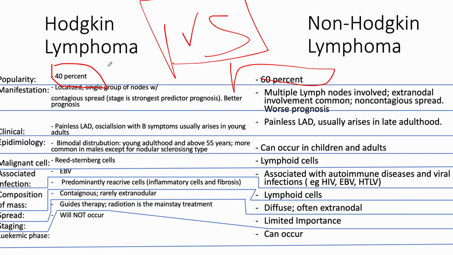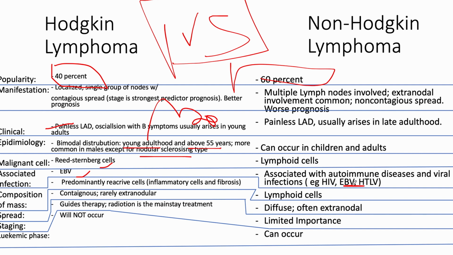Hodgkin is localized to a single group of nodes, with contiguous spread being the stage. The contiguous spread tells you that it doesn't spread that much, so it has a better prognosis. It presents with painless lymphadenopathy, B symptoms, and in young adults. It is bimodal: either young adults, people around 20, like my age, or above 55 years old, so elderly people. It's more common in males, except for the nodular sclerosing type, which is common in females as well. The main cells we're going to talk about on the next page. EBV is going to be here, but it can also be in non-Hodgkin, so be careful about that.